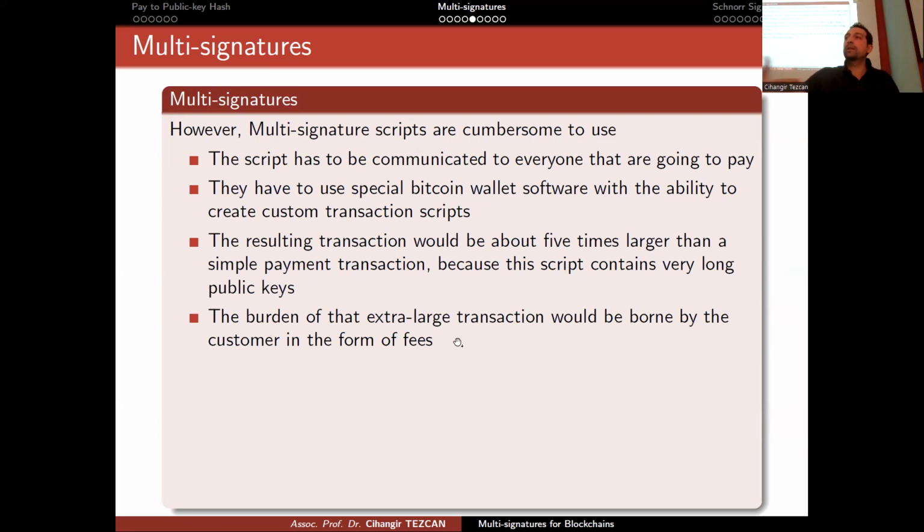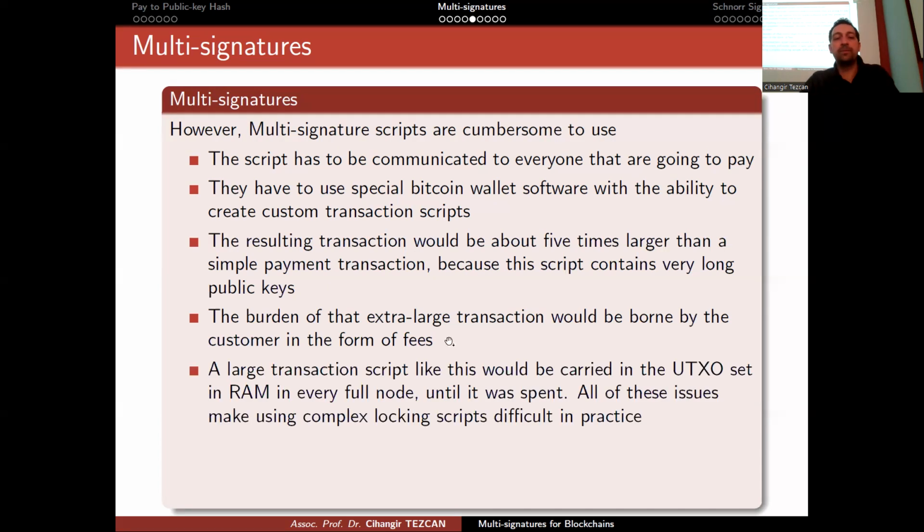The burden of that extra large transaction would be borne by the customer in the form of fees, because when somebody wants to send it to you, they have to put a very long amount of data at the end of their transaction, and the transaction size increases, and this actually affects the fees, right? The person who is trying to send money to you has to pay more fees because of this reason.